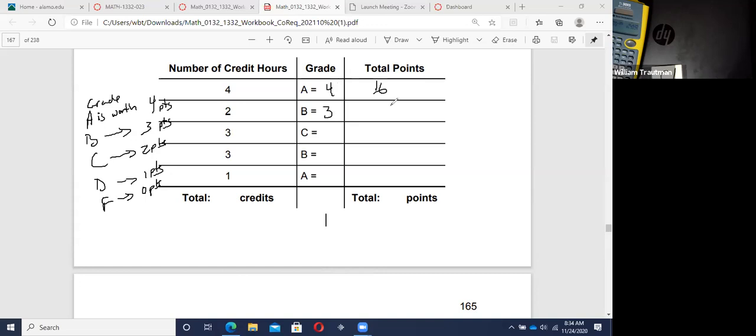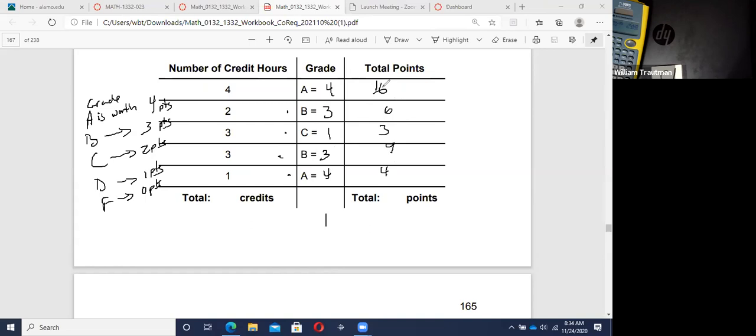B is worth 3 points. 2 times 3 is 6. C is worth 1. 3 times 1 is 3. B is worth 3 points. 3 times 3 is 9. And A is worth 4 points. 1 credit hour, that's like a gym class. 1 times 4 is 4.